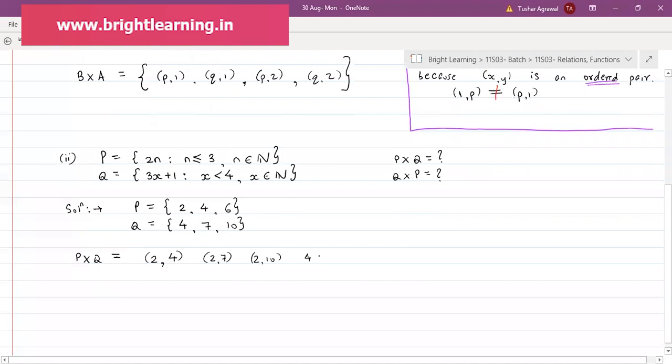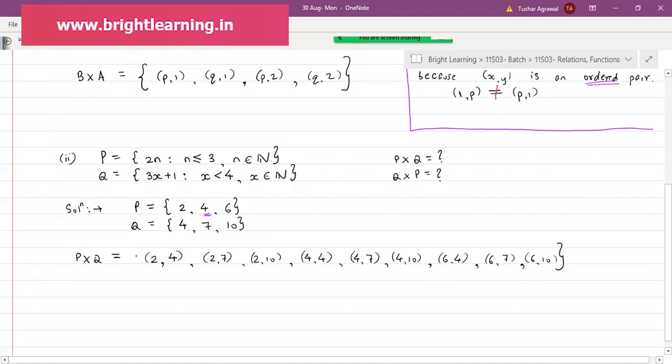Then 4, the second element of the first set, will get paired up with 4, 4 will get paired up with 7, and 4 will get paired up with 10. After that, 6 will get paired up with 4, 6 will get paired up with 7, and 6 will get paired up with 10. So these are the total elements of P cross Q.